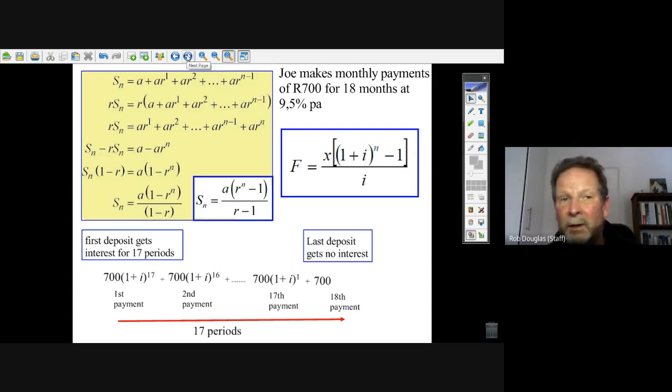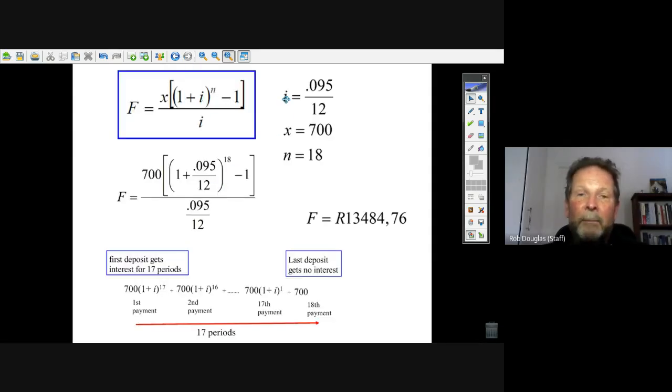Getting the right answer in the exam, if you're given this, is actually pretty easy. The interest is 9.5% divided by 12 because it's monthly. Your payment is 700 Rand every month, and there are 18 months of paying. You just put n as 18, you put 0.095 over 12 in for i, and you put 700 in for your payment. You stick it into the calculator, and you'll figure out exactly how much money you'll have, which will be 13,484 Rand and 76 cents. You try that on your calculator and make sure you can get it.